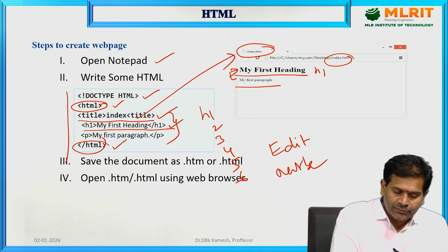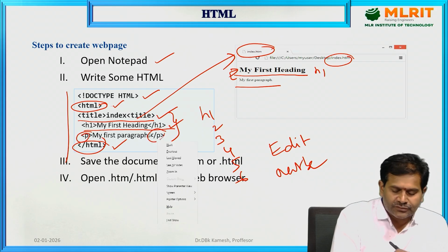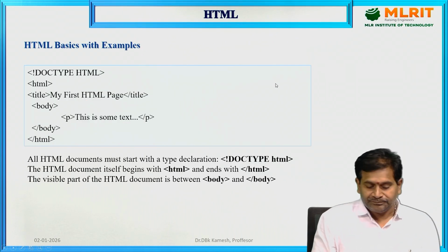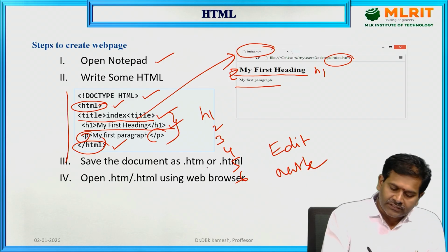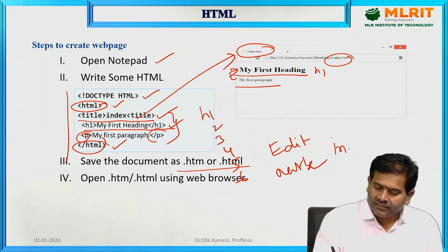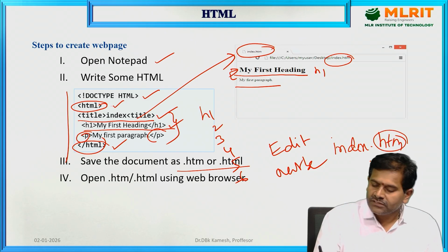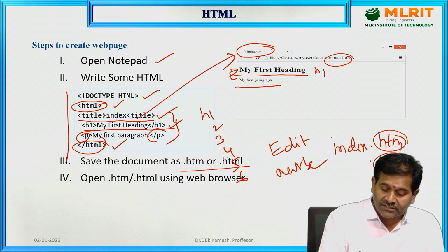So my first paragraph is followed by these two tags, and this is the paragraph, my first paragraph. Once you save the document, it can be saved as either index.htm or index.html. Both are available, but formally we use index.html only.